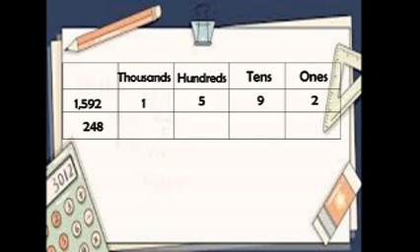Okay, next example, we have there 248. 248 is a 3-digit number, so it means we will only use the 3 place values, which are the hundreds, tens, and the ones. Okay, let's try to identify the ones. We have there number 8. Very good. And in tens, we have there number 4. And in hundreds, we have there number 2. Okay. Now, that is the place value.